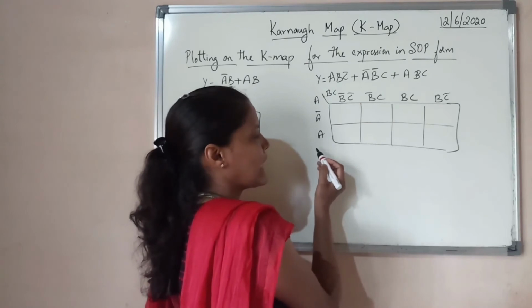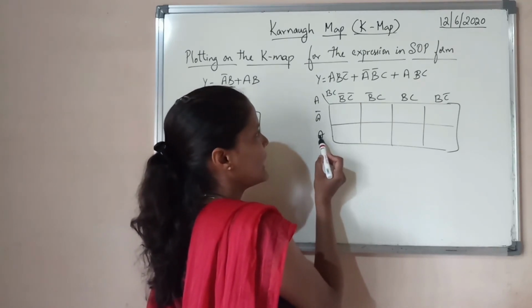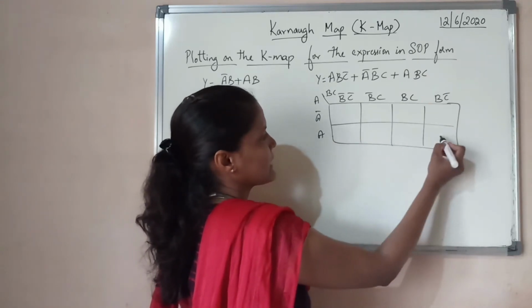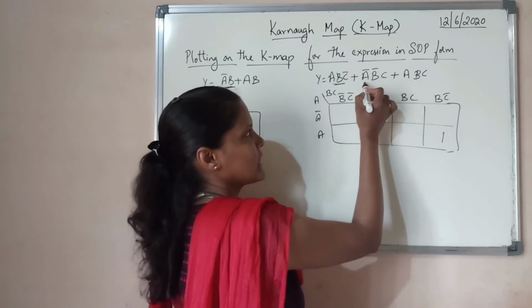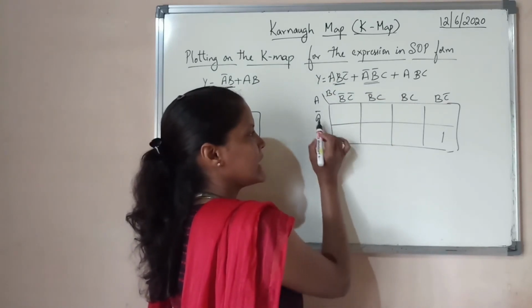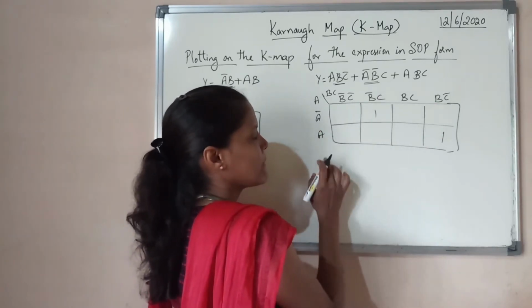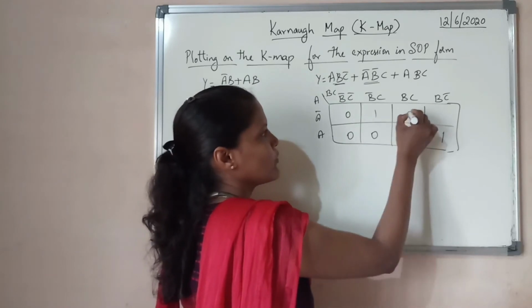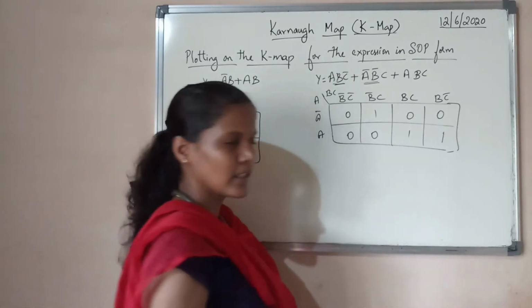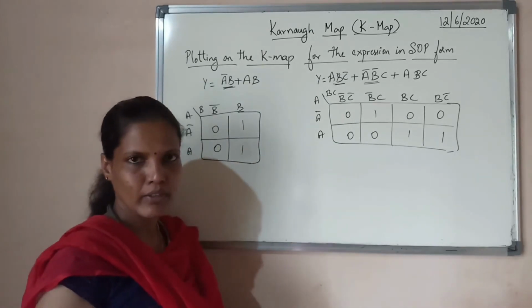A, B, C bar. Identify which cell contains the A, B, C bar minterm. This is the cell which contains A, B, C bar. Now the second one, A bar, B bar, C. Next, A, B, C. And the remaining cells must be filled with 0. Like this, you are going to plot the K-map for 2 variables as well as 3 variables.